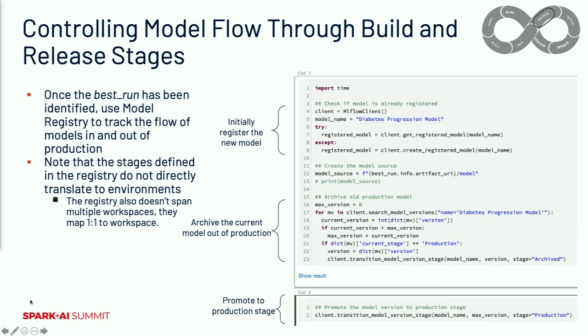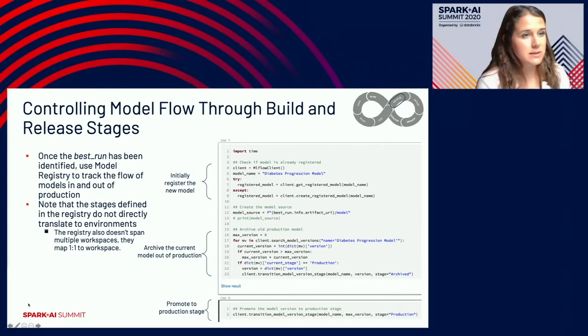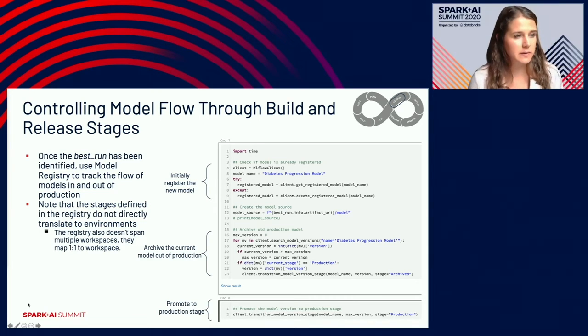So again, as we continue to control the model flow through the build and release stages, we've now developed this new model. We've selected the best run based on our decision criteria. And now we're going to use the model registry to track the flow of the models in and out of production. And note that I think this is a common confusion sometimes with model registry, that the stages that are defined in the registry do not directly translate to environments. So the stages within model registry are staging, production, and I think dev. Those don't necessarily map to different environments, right? That's just the tagged stages within the registry itself.